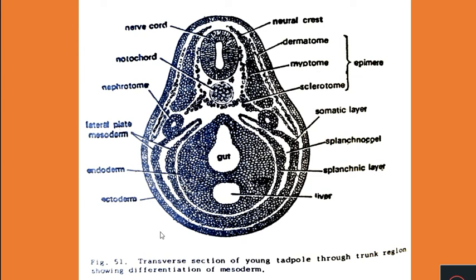Now, we come to the inner layer, that is the splanchnic layer. The splanchnic layer is lying close to the endoderm. While the somatic layer is lying close to the ectoderm, the splanchnic layer is lying close to the endoderm. So, the endoderm plus the splanchnic layer is called the splanchnopleure. So, ectoderm plus somatic layer is somatopleure. Endoderm plus splanchnic layer is called splanchnopleure.